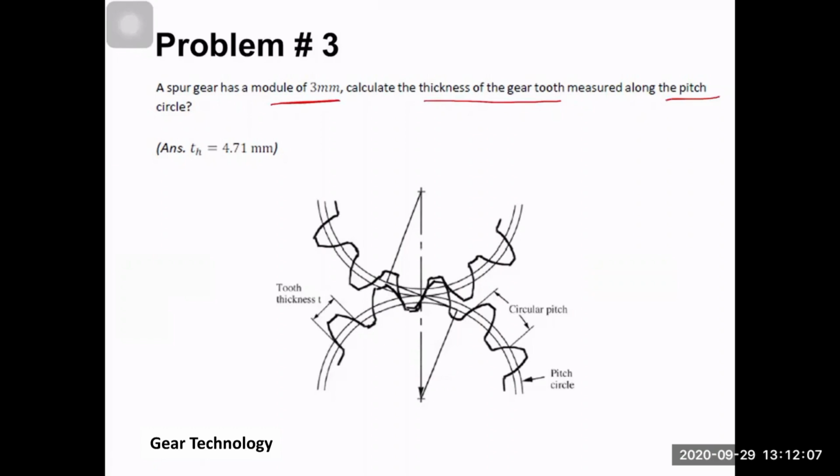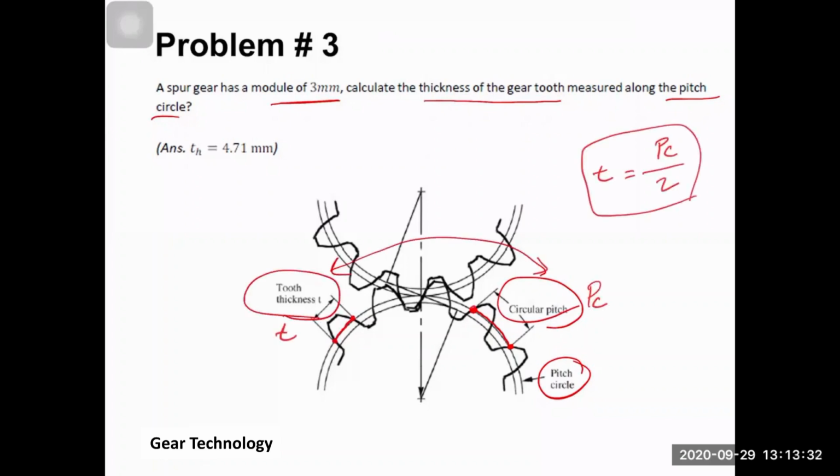Okay, so look at this graph here. This is the pitch circle, okay? If you measure the circular distance from one point on this tooth to the corresponding point on the next tooth along the pitch circle, this gives you the circular pitch, right? And if you measure this distance from this point to this point along the pitch circle, this gives you the thickness of the tooth, right? So there is a relation between these two. The tooth thickness is equal to half of the circular pitch, right?